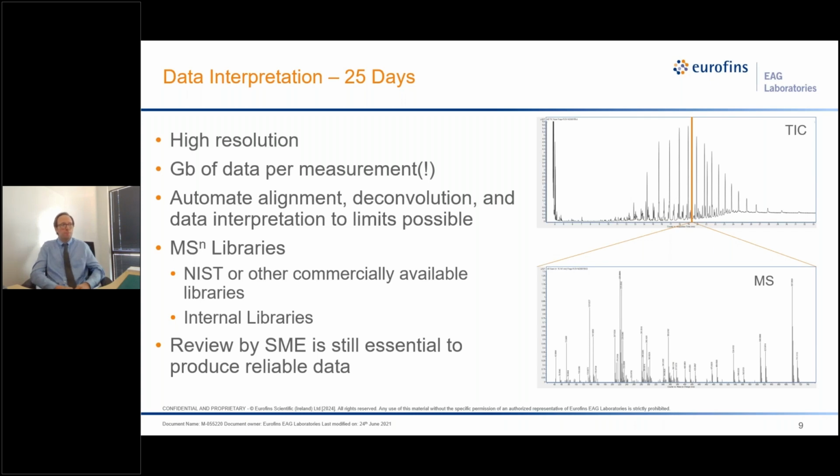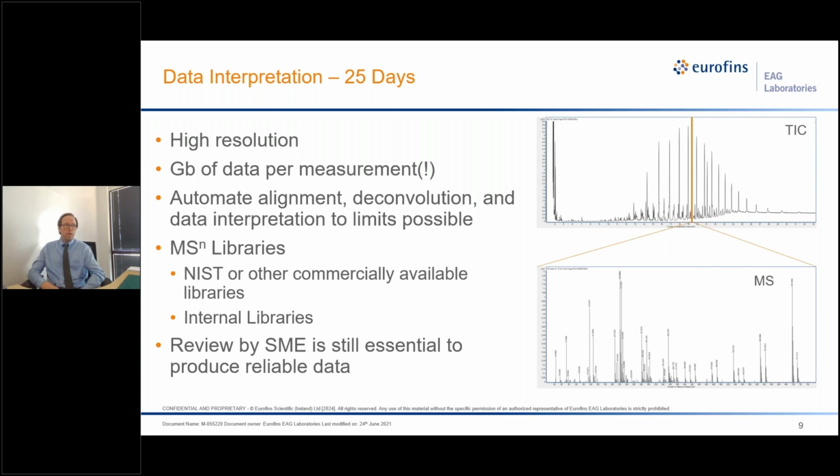And part of what makes this possible is leveraging tools that automate alignment, deconvolution, and data interpretation to the limits possible. I emphasize the limits because there are definitely limits. We cannot hand this over to computers and just let them do it. If you build a simple system like that, you will make simple mistakes, I assure you. So what we can do is at least look at MSN libraries. This is an automated process, at least on the first pass. So NIST or other commercially available libraries can be used and comparisons can be made in an automated fashion.